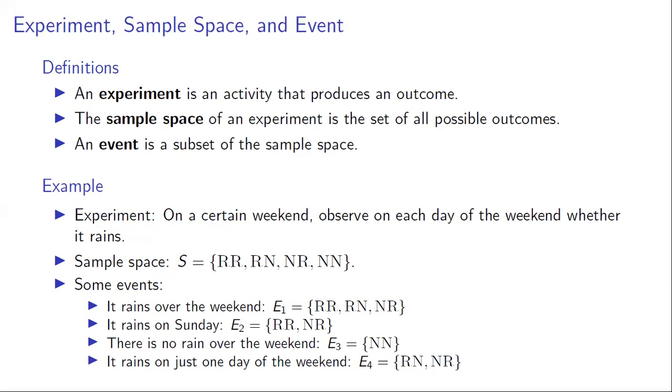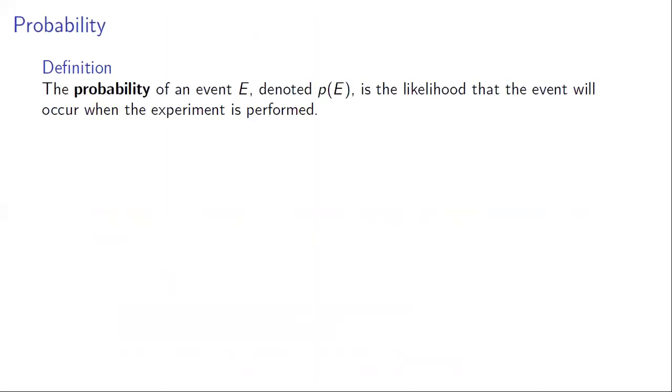Okay, so now that we have these ideas, we can define what probability is. Whenever we talk about probability, we're talking about the probability of an event, which again, remember, is a subset of the sample space. The sample space is all the possible outcomes. So the probability of an event E, which we denote P of E, is the likelihood that the event will occur when the experiment is performed.